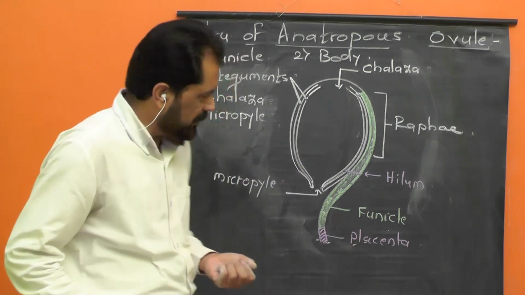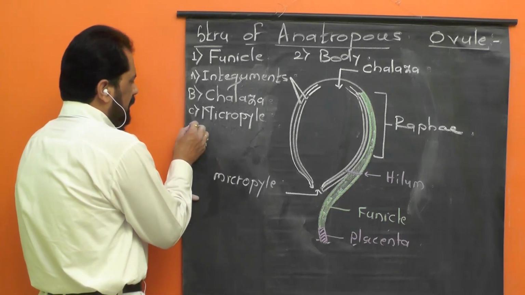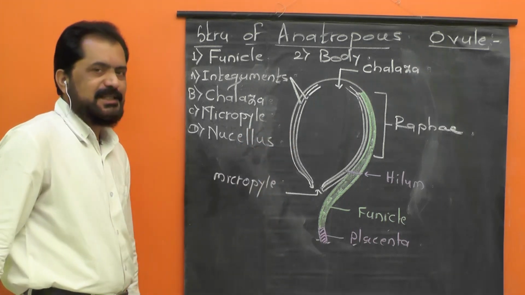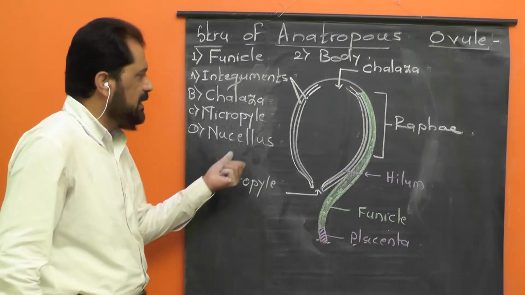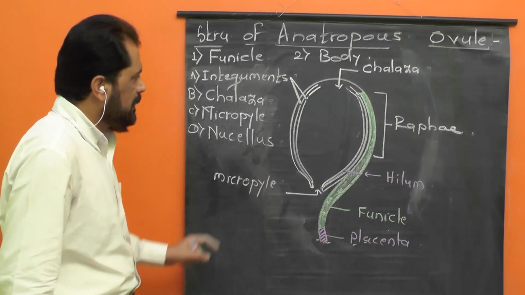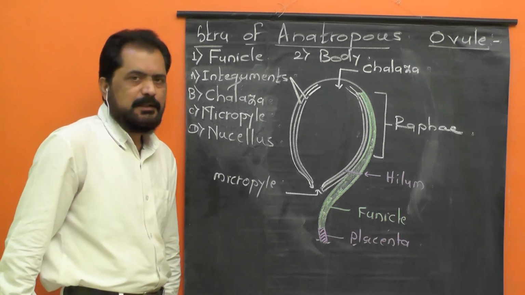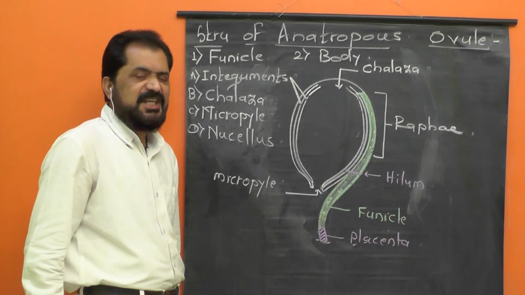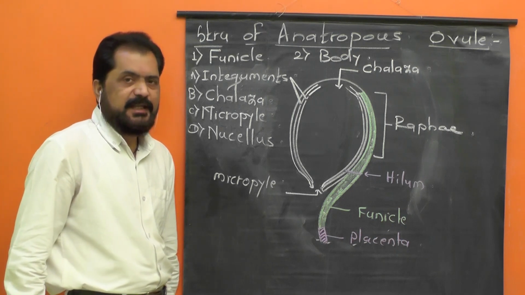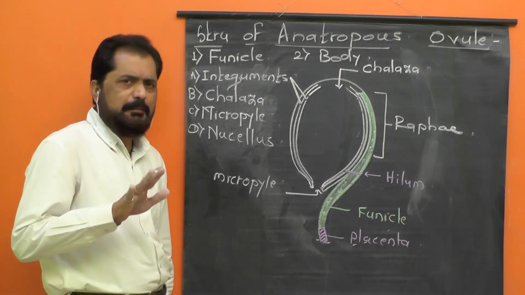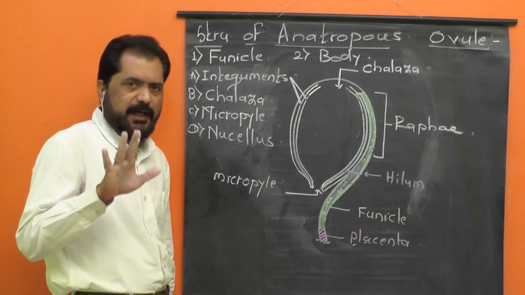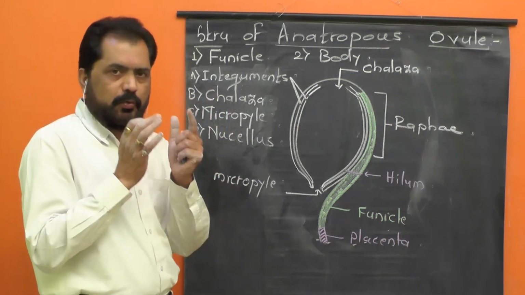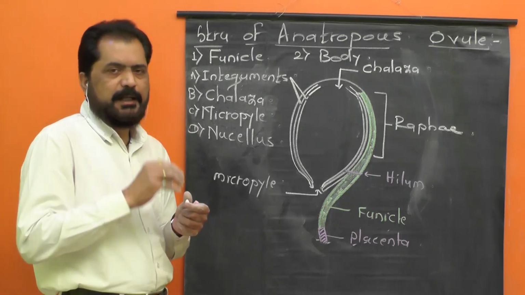Come to the next, that is nucellus. Next component of the body, that is nucellus. I said nucellus. It is not nucleus. It is nucellus. Now what is nucellus? Nucellus is nothing but simply a group or mass of diploid, thin-walled, colorless parenchymatous tissue. You know parenchyma in 11th we have studied. So nucellus is nothing but the mass or group of diploid parenchymatous tissue.